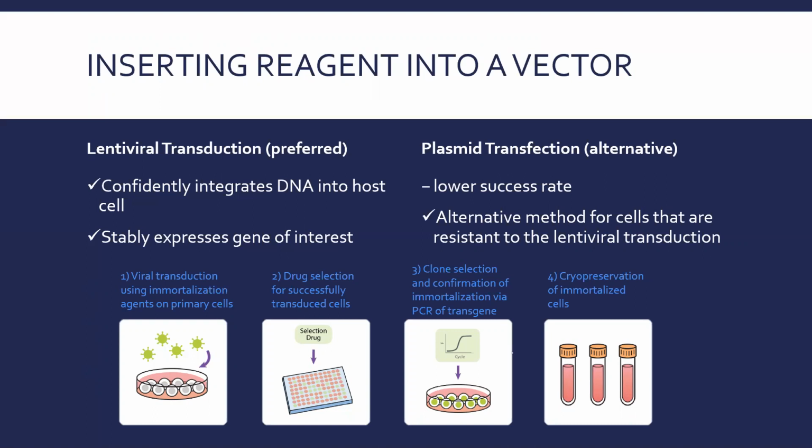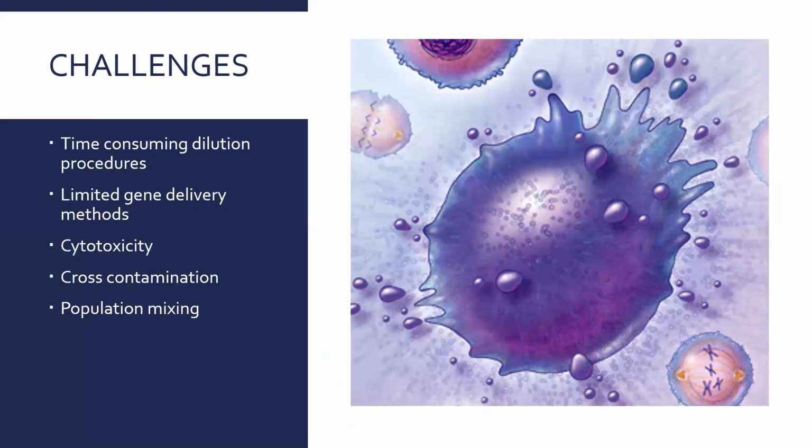Method 2 is plasmid transfection. Although this has a lower success rate, it's a good alternative method for cells that are resistant to lentiviral transduction. Now, these are some of the challenges that arise, including the need for time-consuming dilution procedures, limited gene delivery methods, possible cytotoxicity, issues with cross-contamination, as well as population mixing. Short tandem repeat profiling can be used to identify cell lines experimentally.